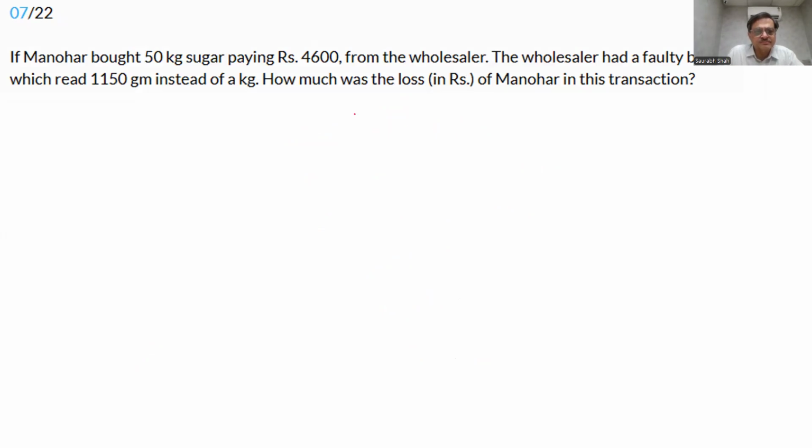A very simple question. Suppose Manohar had asked, or let's forget Manohar, let's talk of any random customer. Suppose the customer asks for 1,000 grams. The shopkeeper puts 1,000 grams of sugar or whatever on the scale, and the scale reads 1150. That is what the question says. The balance is a faulty balance. It reads 1150 grams for 1,000 grams. That means the customer will end up paying for 1150 grams rather than 1,000 grams. The customer is paying for 150 grams extra.